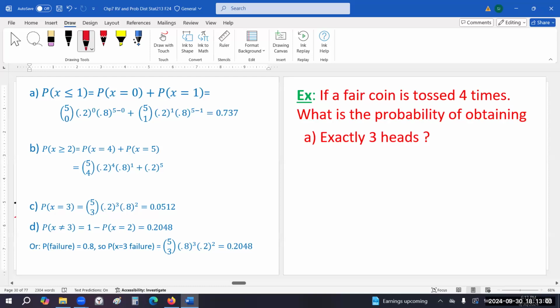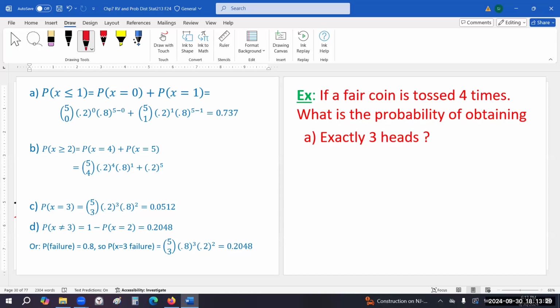Okay. We are flipping it here 4 times. In the exam, I'm not going to give you 4 times, I'm going to give you a big number, like 40 or 400, so that we cannot actually use the tree diagram. So if we are flipping 4 times, what's the probability that we are going to get exactly 3 heads?